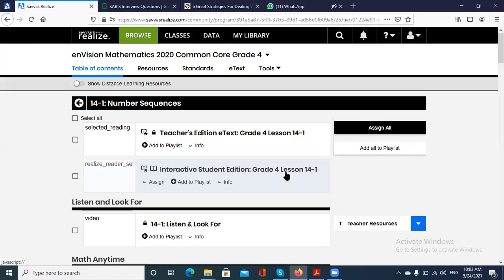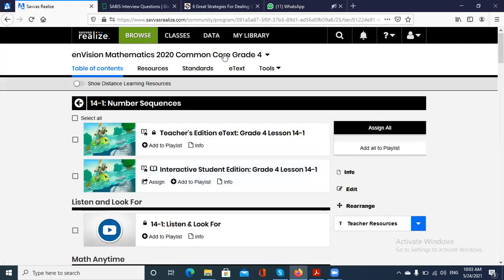Now in this lesson, I will give you a sequence of numbers with a rule. For example, find the next two numbers. The rule: add 2. Okay, now the sequence is 2, 4, 6, 8, and I need you to find the next two numbers.